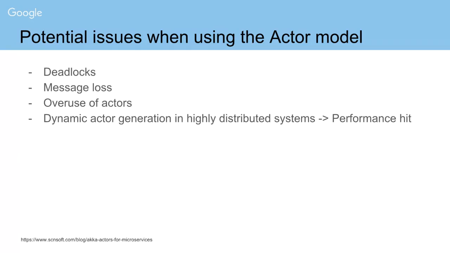And another thing is this dynamic actor generation in highly distributed systems. If this goes out of control or if there's an overuse of it, this can in the end produce a performance hit. Now, I never really actually used it in any kind of production system, so it's very hard for me to judge how often these kinds of things occur or not.